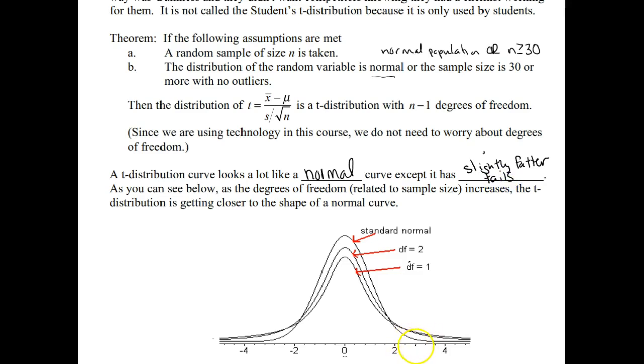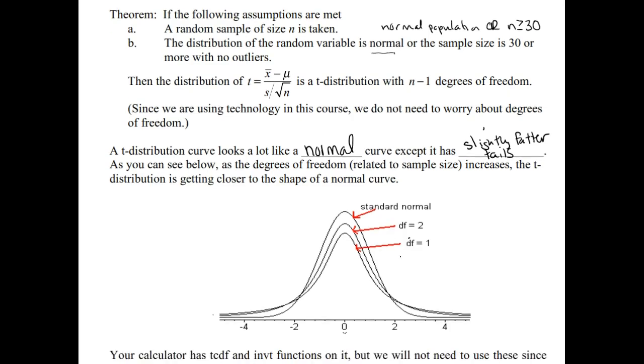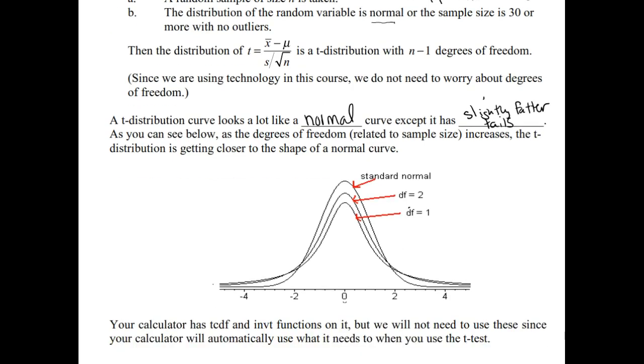Which means as we're getting the area in those tails for a right-tailed test or a left-tailed test, that area is a little bit bigger than had we used the normal distribution. So as you can see below, the degrees of freedom actually relate to sample size. As the degrees of freedom increases, the t-distribution gets closer to the shape of a normal curve, which is why in many fields, like in sciences, where they collect hundreds, thousands, sometimes millions of data points, they just use the normal distribution always, whether they know the value of sigma or not, because they have such a large sample that their approximated value of S is well approximating the value of sigma.